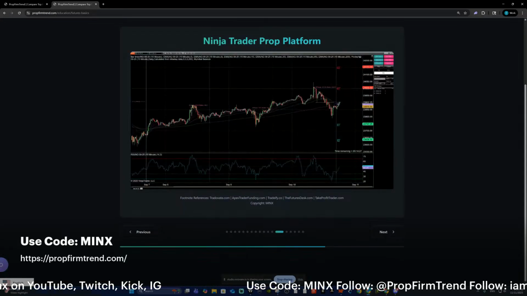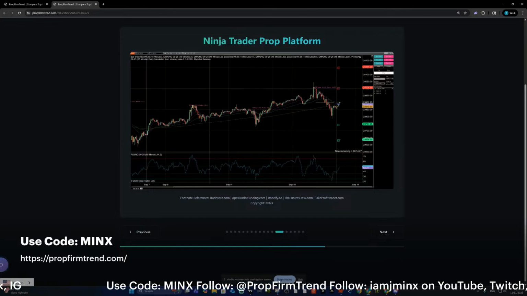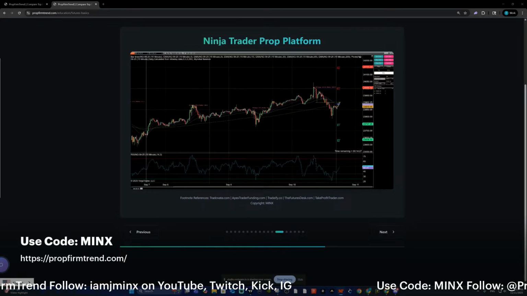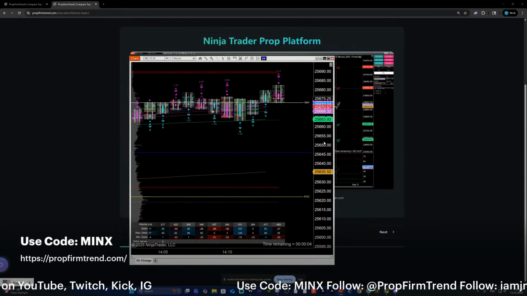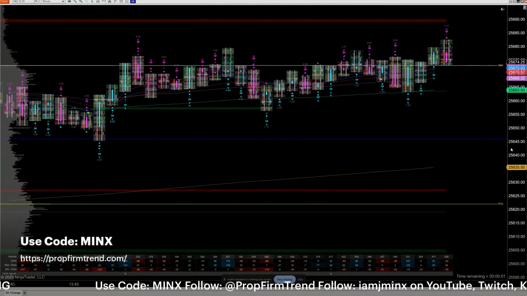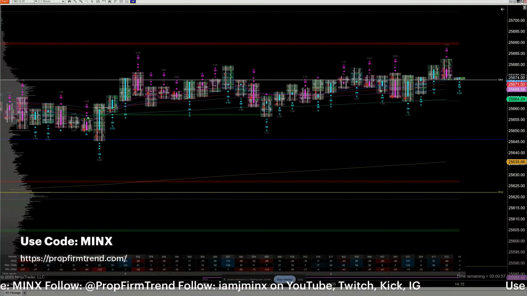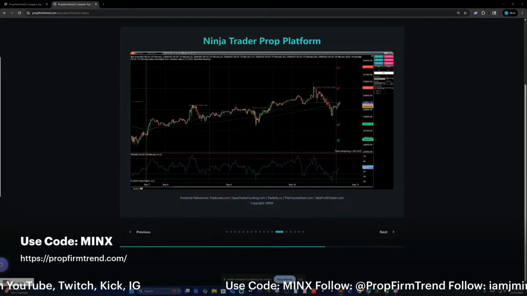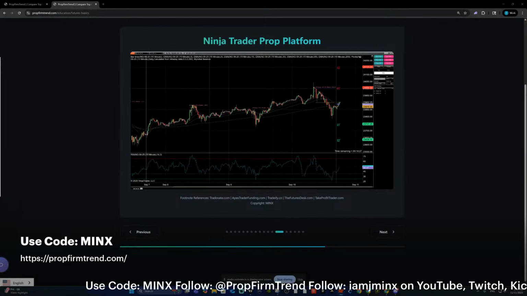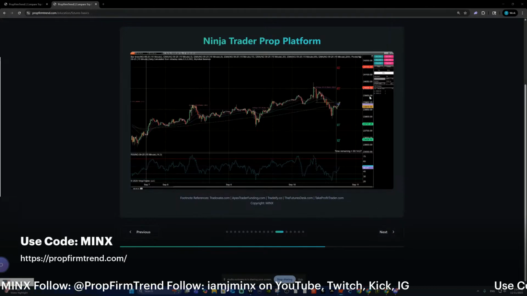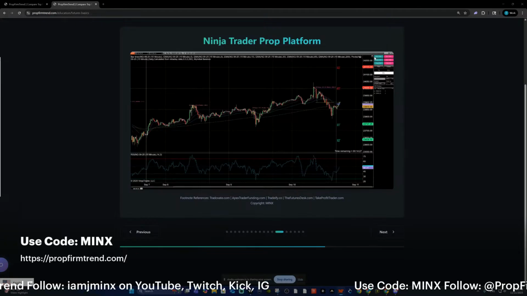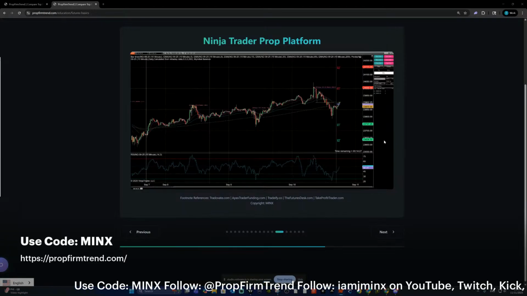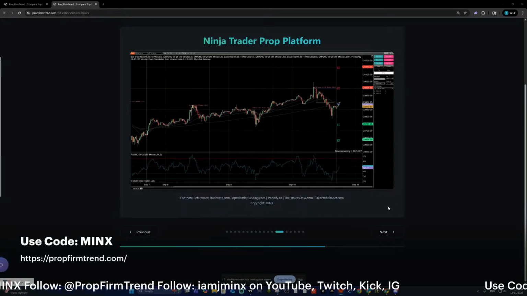This is NinjaTrader platform. This is what I use. I prefer NinjaTrader only because I can add my order flow footprint, which is this, and I can see what's going on within the candle. That is not available in Project X, but most people don't use this, so you don't have to worry about that. The same thing: if we're going long, buy market, join bid. If we're going short, sell market, join ask, close all, flatten, things like that.